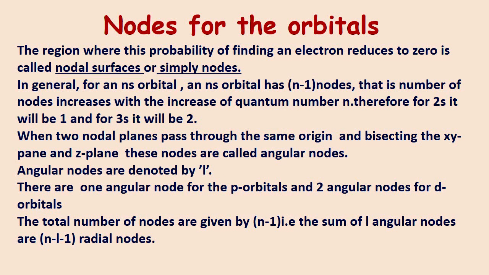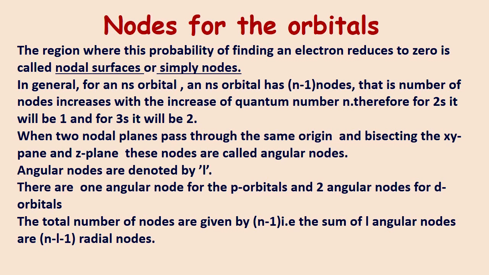Nodes of the orbitals. The region where the probability of finding an electron reduces to zero is called a nodal surface or simply a node. In general, an ns orbital has n-1 nodes, that is, the number of nodes increases with the increase of quantum number n. Therefore, for 2s it will be 1 and for 3s it will be 2.